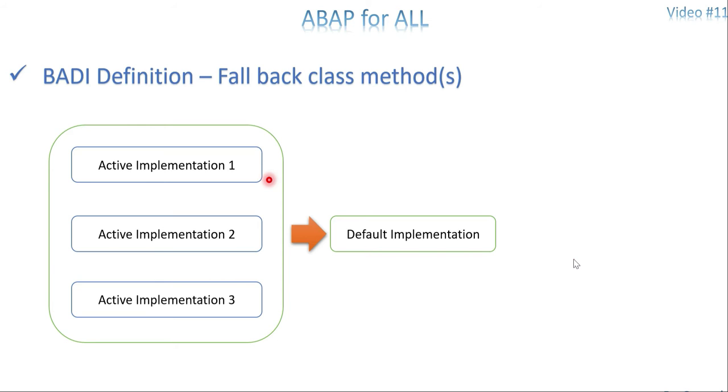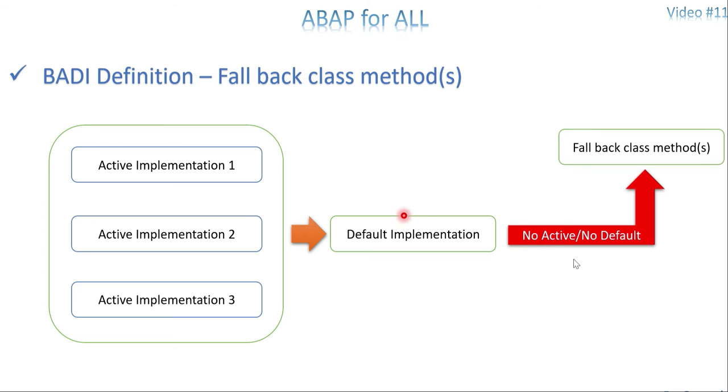So there is a hierarchy of execution. If there is an active implementation, execute it. If none is active, then go to the default implementation. If there is no active and no default implementation, then find out whether any fallback class methods are available. If yes, trigger it.